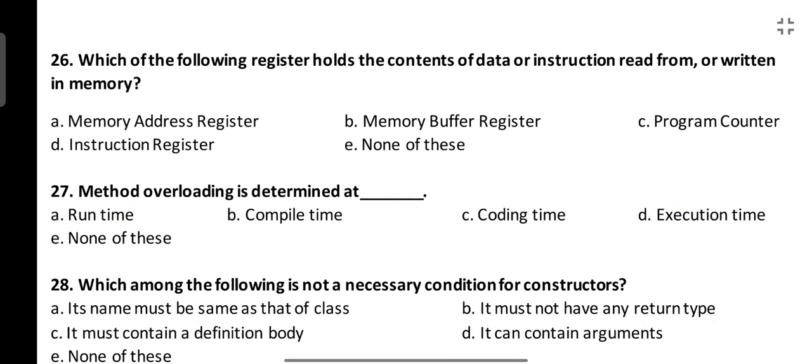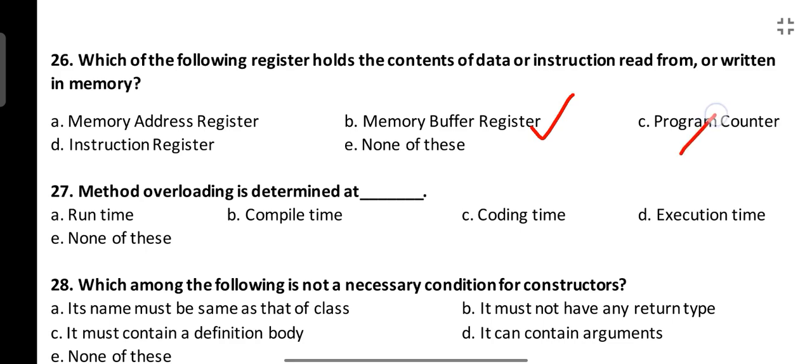Now let's start with this session's questions. First is: which of the following registers holds the content of data or instruction read from or written in memory? That register is the memory buffer register, also known as the memory data register. So what is the memory address register? Memory address register holds the address of the location from where the data is to be read.